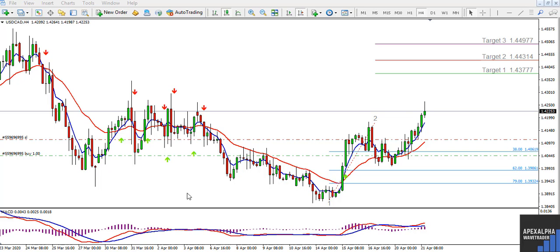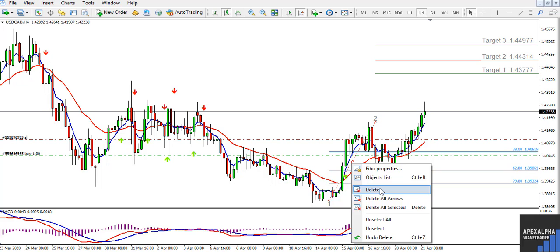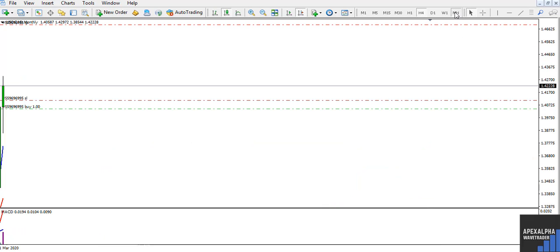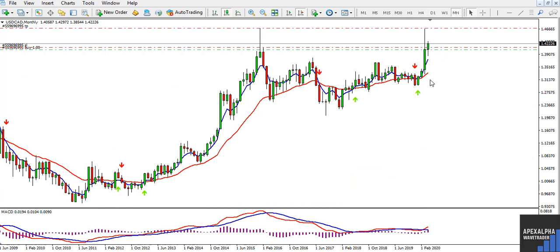I'm currently on the USD CAD chart, the 4-hour chart, and you can see that this is where the trade is. Okay, I got in here, but before we go further, let's just quickly analyze this from the monthly and see what we see. I'm going to go as fast as I can. So on the monthly, we are in an uptrend. Okay, uptrend.